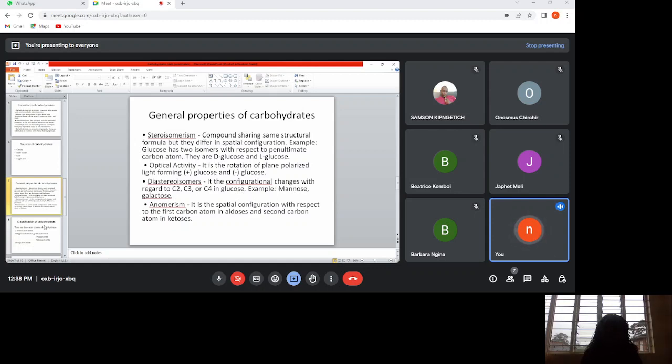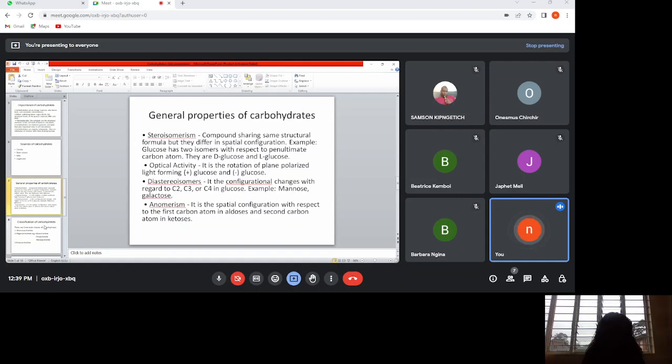Another property is optical activity. These carbohydrates normally rotate plane polarized light, and they form what we call dextrorotatory or levorotatory, which will give us a positive or a negative glucose.